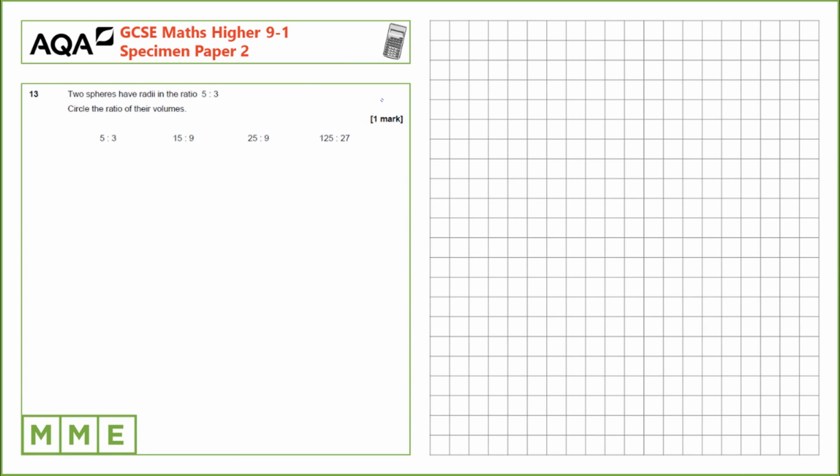Question 13. 2 spheres have radii in the ratio of 5 to 3. Circle the ratio of their volumes. If the ratio of the radius is 5 to 3, that's a length. So the ratio of the volumes must be that cubed. So 5 cubed to 3 cubed, which is 125 to 27.